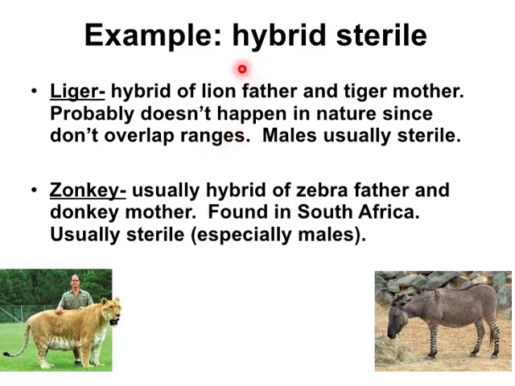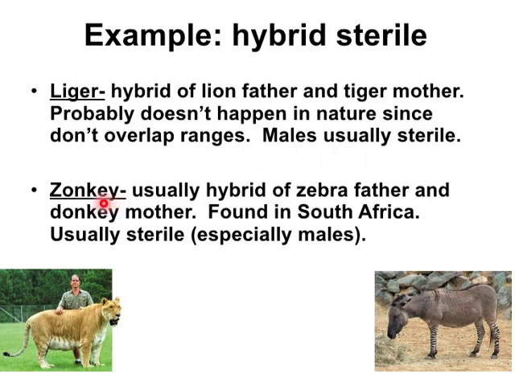Next, there are examples of hybrid sterility, of which one example we have already discussed in the form of the mule. Next, we will discuss the liger and the zonkey. Firstly, the liger. A liger is the hybrid of a father lion and a tiger mother. Probably it does not happen in nature since their ranges don't overlap. Males are usually sterile in this generation.